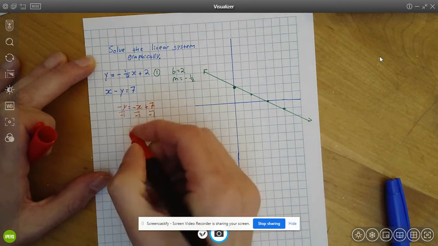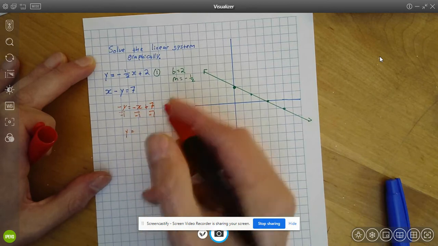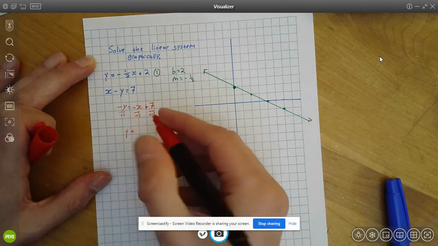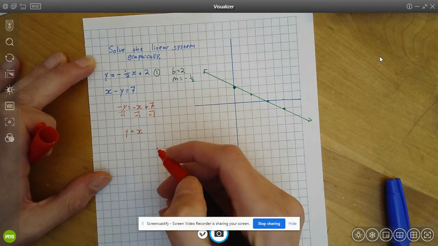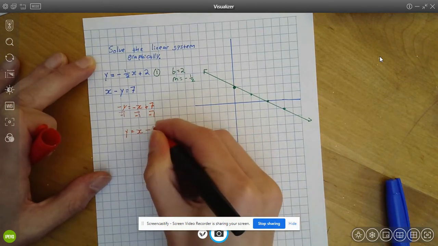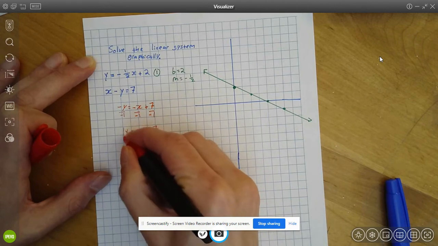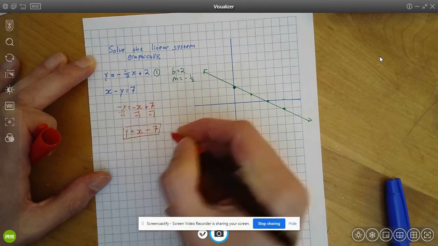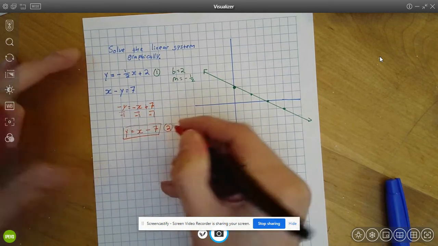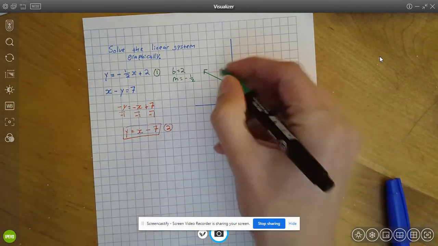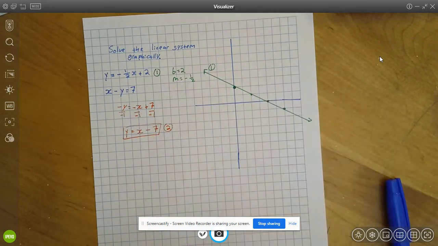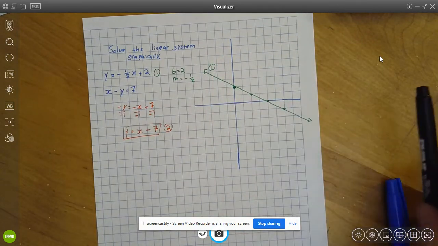So negative divided by negative, so I've got positive y. Here I've got negative x divided by negative 1. That's just going to be positive x. And then positive 7 divided by negative 1 is negative 7. So I've rearranged this now into y equals mx plus b form, and let's label that as equation 2. It's always helpful to label, so it's really clear what you're doing on the graph.